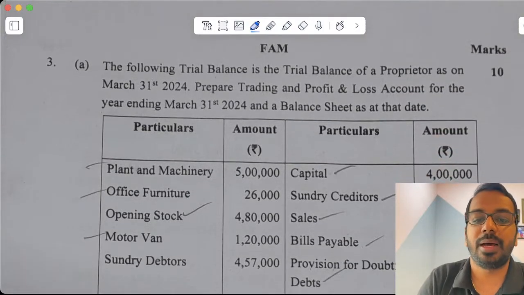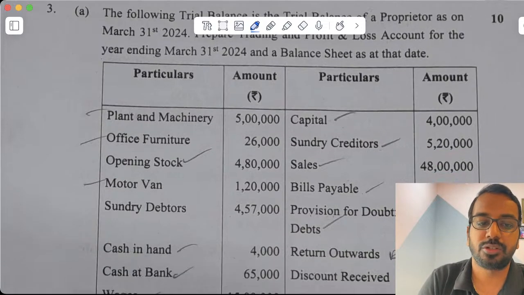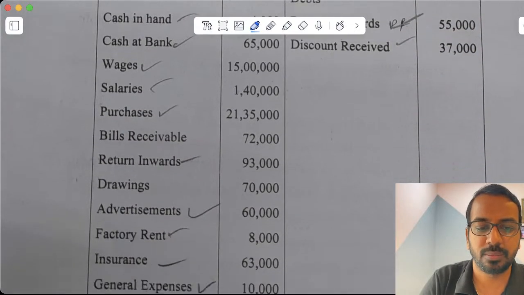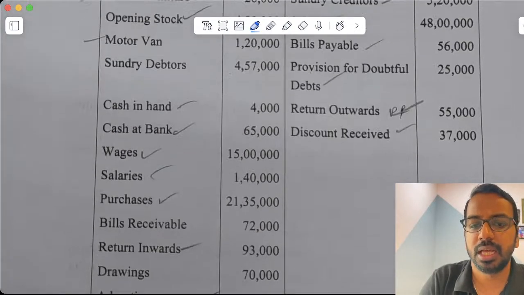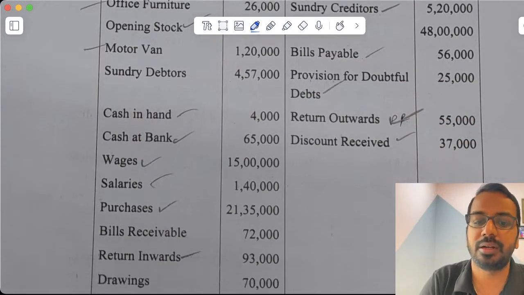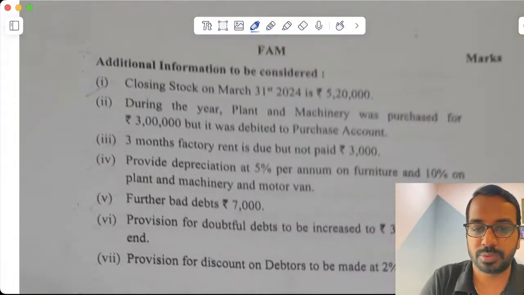Then following is the trial balance of the proprietor on 31st March. Prepare a trading P&L account and the balance sheet. So plant, furniture, office, motor van, debtors, cash, wages, all of these are simple, straightforward items. And this area of capital, creditors, sales, bills payable, PBD, return outwards, and discount received. Okay. Then closing stock, straight adjustment.